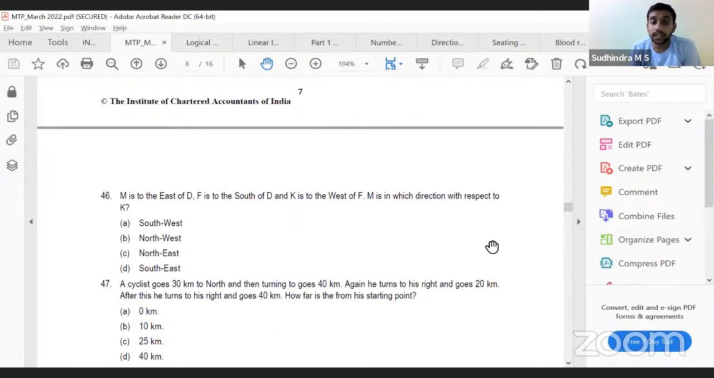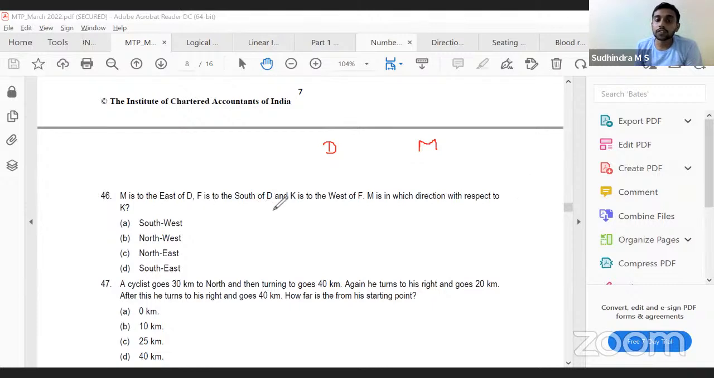M is to the east of D, F is to the south of D, K is to the west of F. M is in which direction with regard to K? Just by reading the question, we'll understand nothing here. So what we have to do? We have to write it down. M is to the east of D. So if D is here, where will be M? Right or left? Right side. Why? Because east is this side. So M will be here.